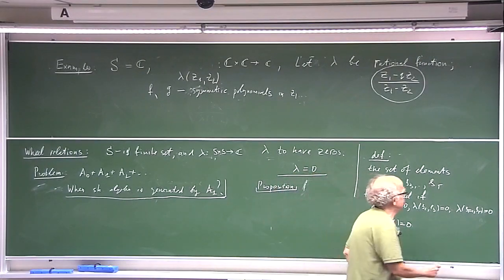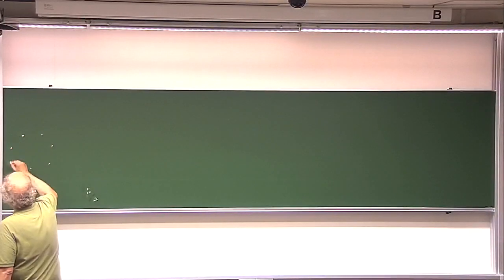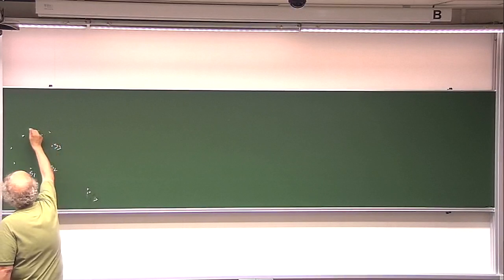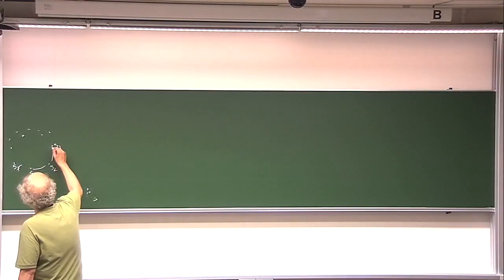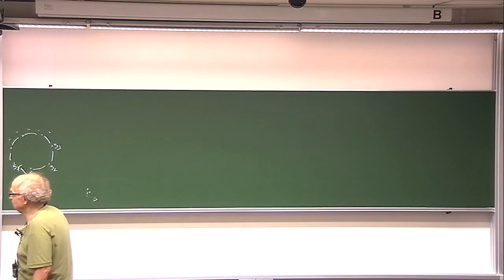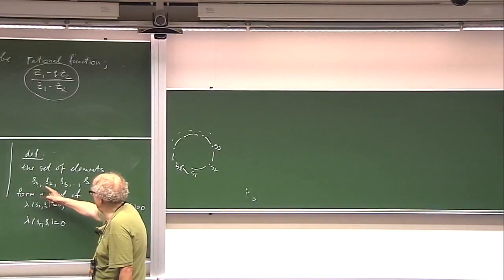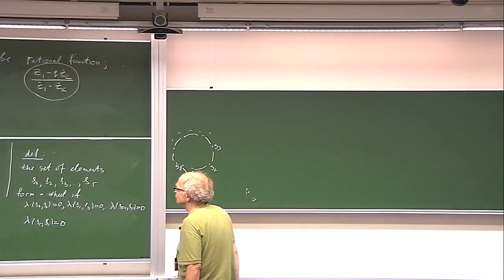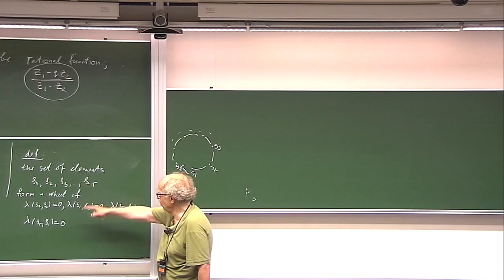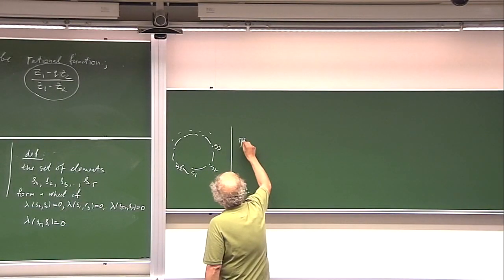So what does it mean? It means that if I have a set of elements forming a wheel, if I can draw a picture like this, S1, S2, S3, and so on, SR, the last one, and if lambda is 0 on this pair, on this pair, on this pair, and so on, then we say that this set of elements S1, S2, S3, and so on forms a wheel. This is the definition of a wheel, and the terminology for the function.